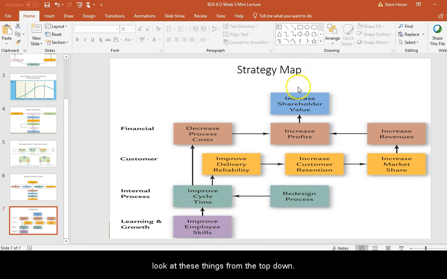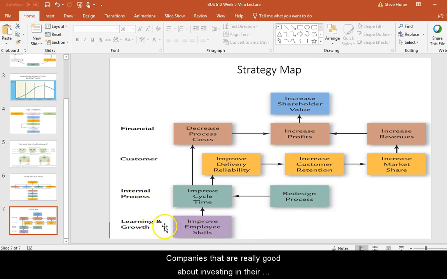So even though we look at these things from the top down, this one to me really starts at the bottom, with companies that are really good about investing in their employees. They should expect internal processes to get better, customers to be happier, and their financial statements to look better. Okay, so anyway, that's Unit 5, and that's chapters 11 and 13.